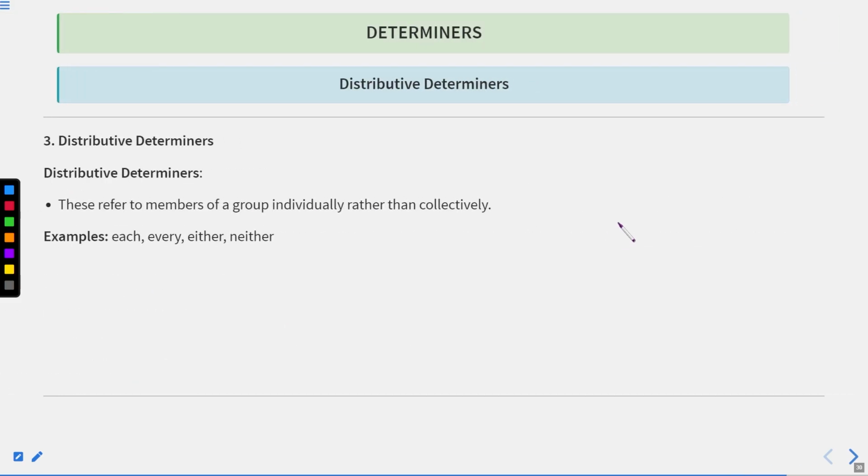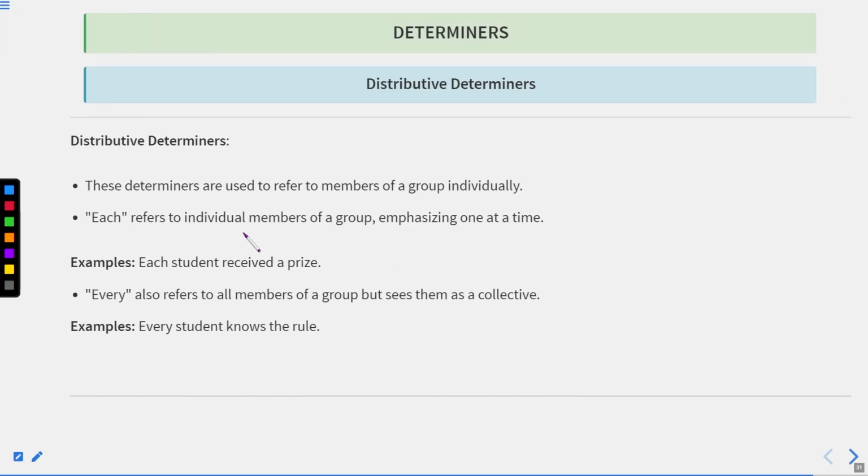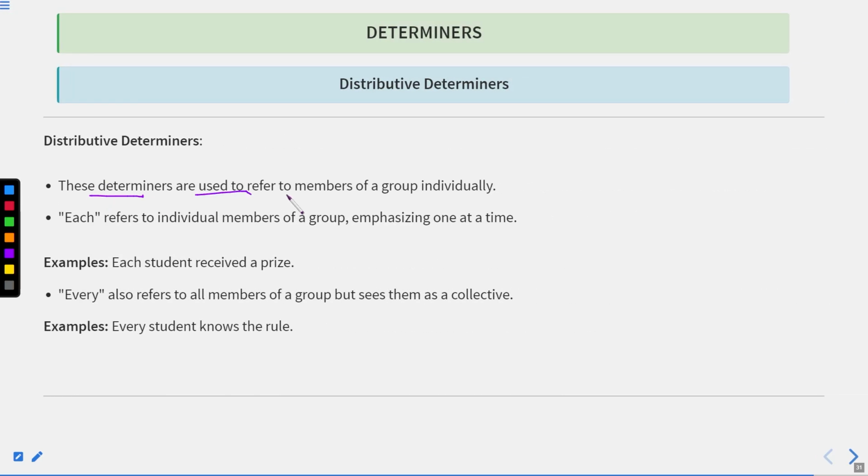Now we'll discuss distributive determiners. These refer to members of a group individually rather than collectively. It means if we talk about all these, though it can also be a determiner, it is not distributive. Why? If I talk about each and every member individually, for example, if I say each and every student, it means I'm talking about all these students individually, one by one. For example, each, every, either, neither. These determiners are used to refer to members of a group individually.